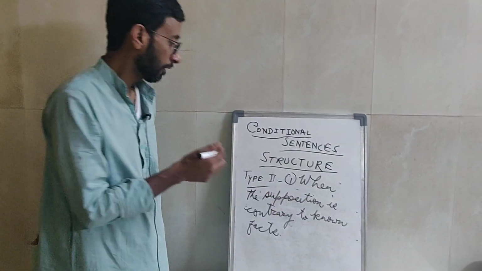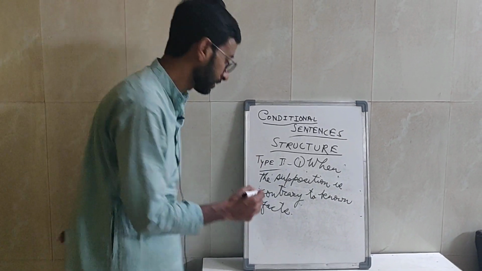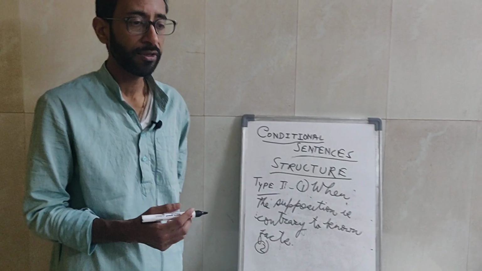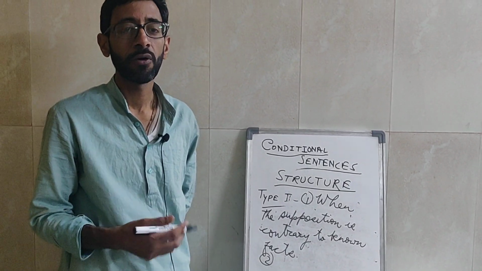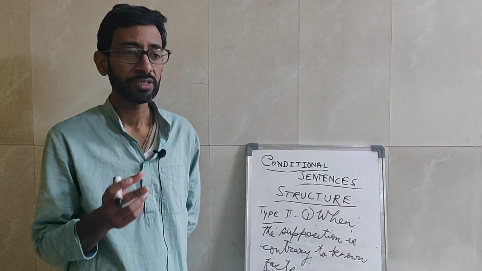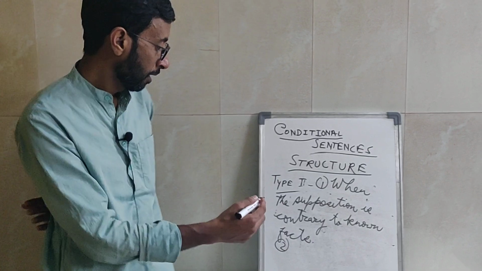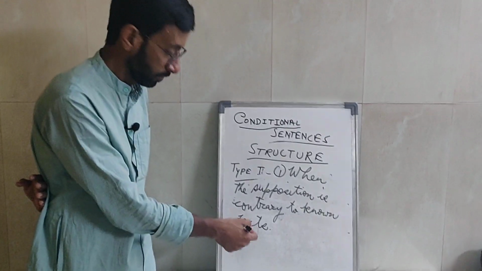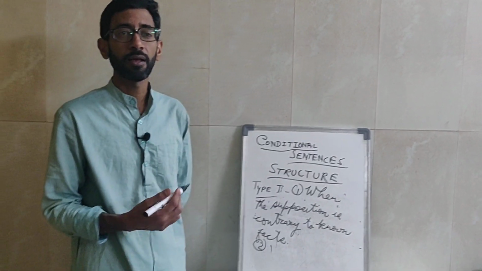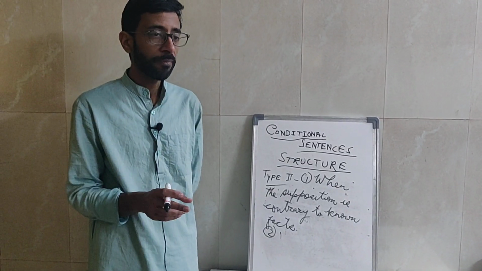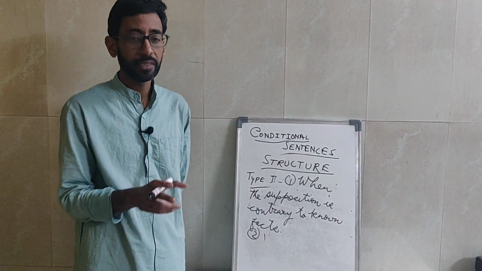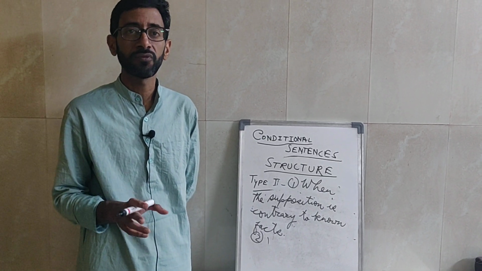So conditional sentence type second is used for two conditions. The first one is when the supposition is contrary to known facts, and second, if I say that if I fell ill, I would take all the precautions. So I am talking about a probable condition. Why? Because I am not ill at this point of time. Just to repeat, if I say that if I fell ill, I would take utmost precautions, I am not ill at this point of time, but I am not saying that there is no probability that I won't fall ill.